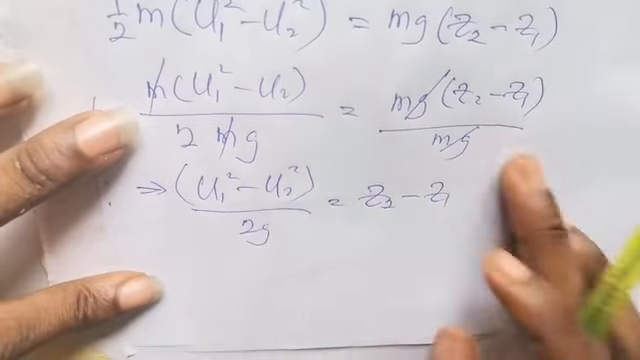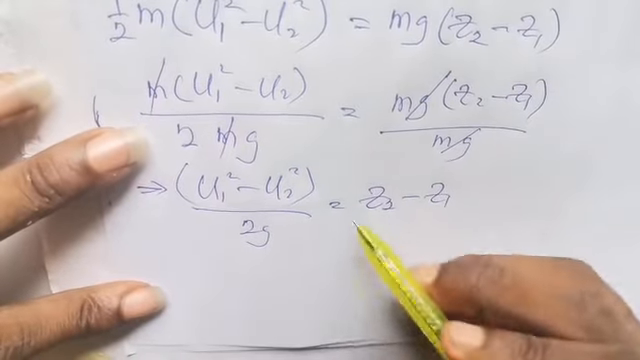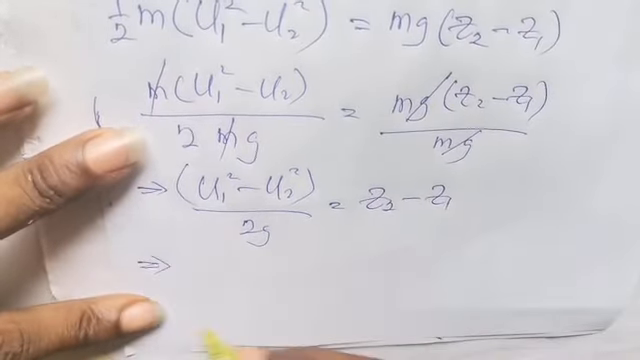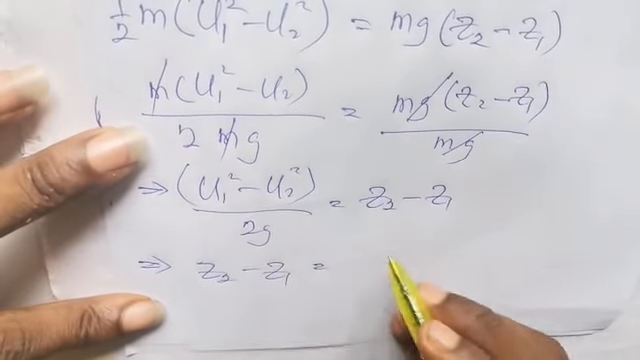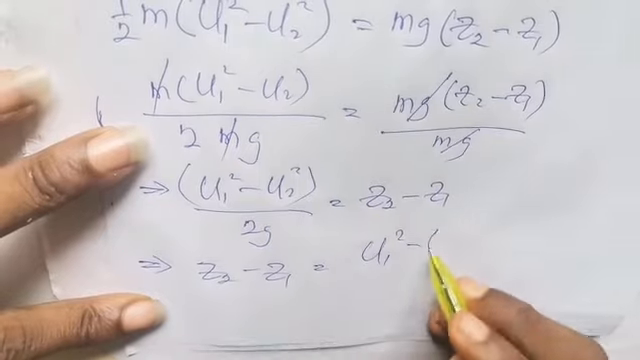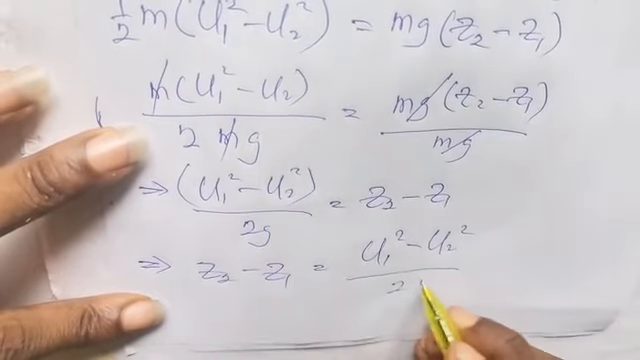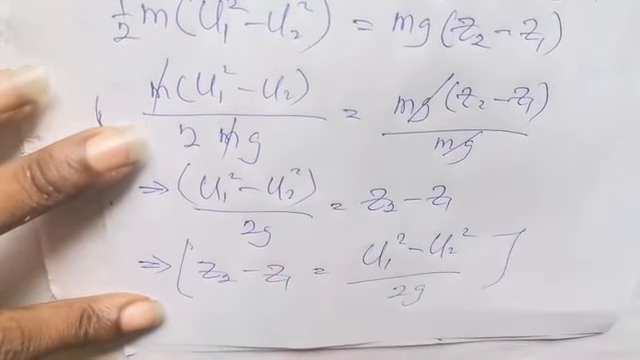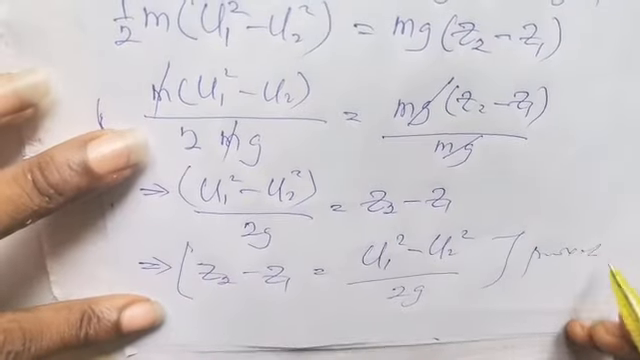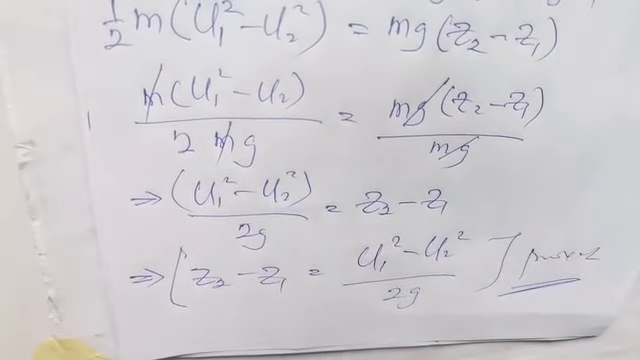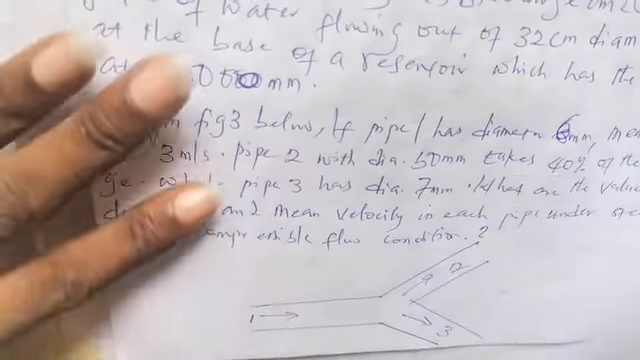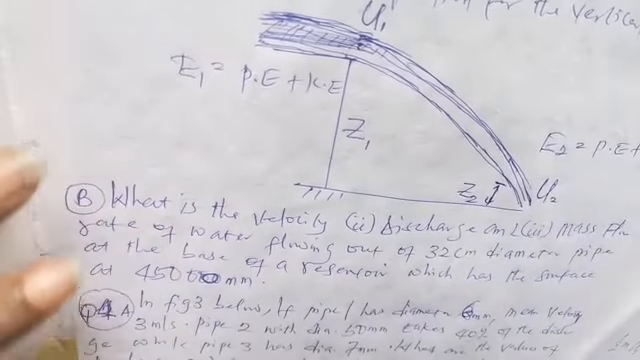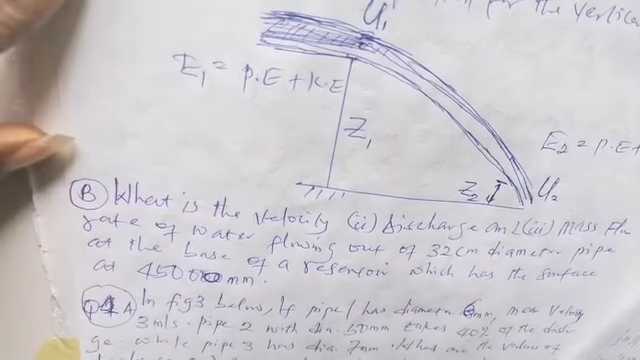So in essence, this is what we're asked to derive. So in essence, I can simply say this implies that z2 minus z1 is equal to u1 squared minus u2 squared all over 2g, and that is the derivation proved. So that's the answer to that particular question. All right, so that is question 3A in section 2. The very first question in section 2, the A part.